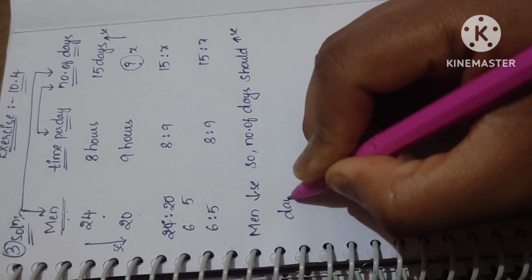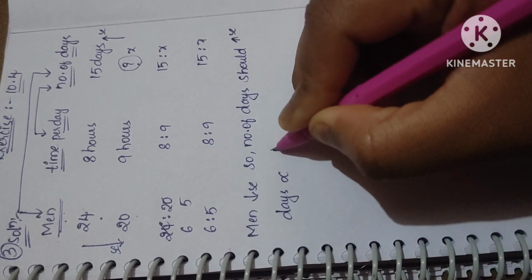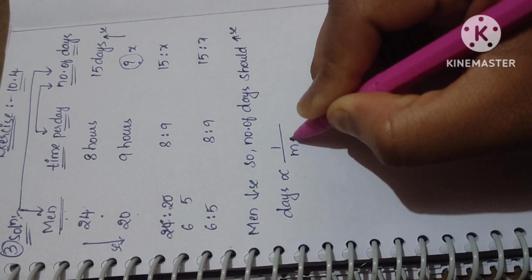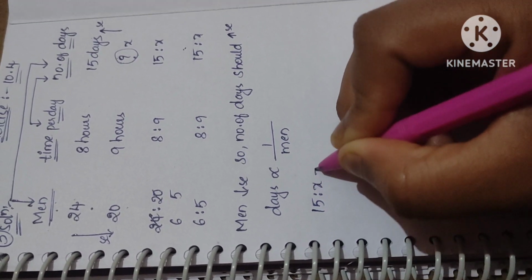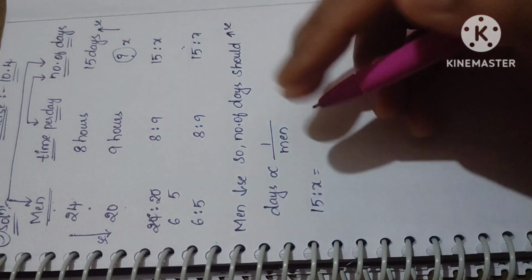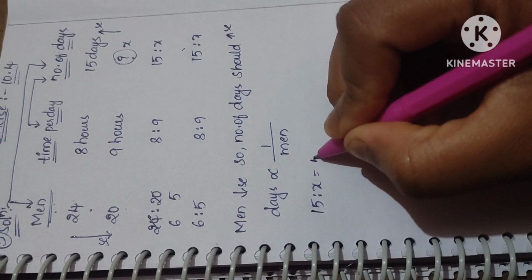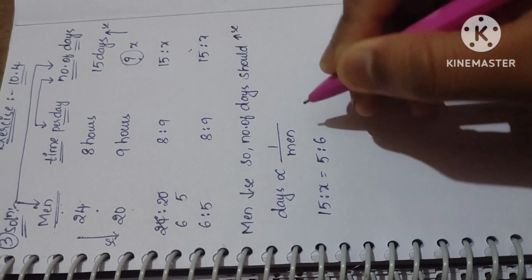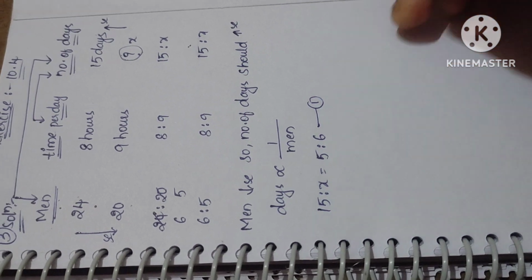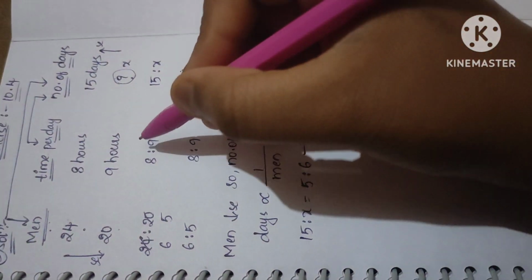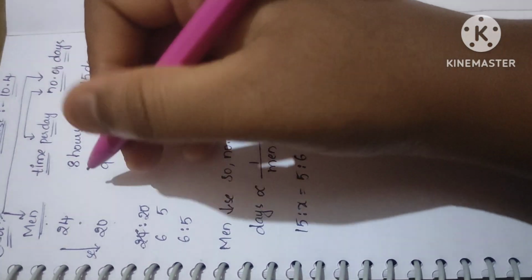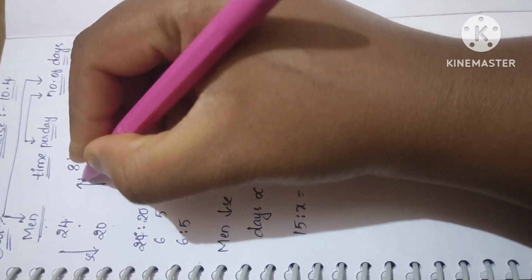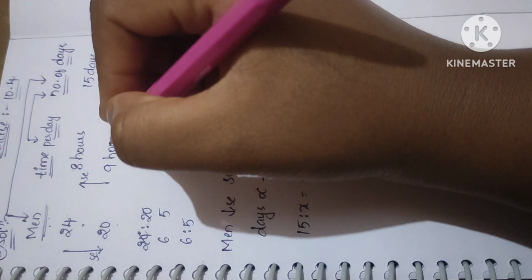So what do we write in the next step? As I already explained in my previous video, in the first and second problems, we write the ratio for days and men. For number of days, what is the ratio? 15:x equals, what is the ratio of men? 6:5. But here it is inverse proportion, so we have to write the reciprocal ratio of 6:5, that is 5:6. Let's take it as equation 1.